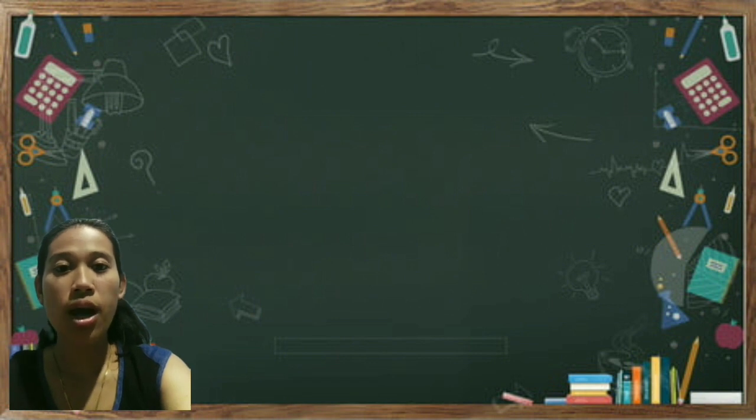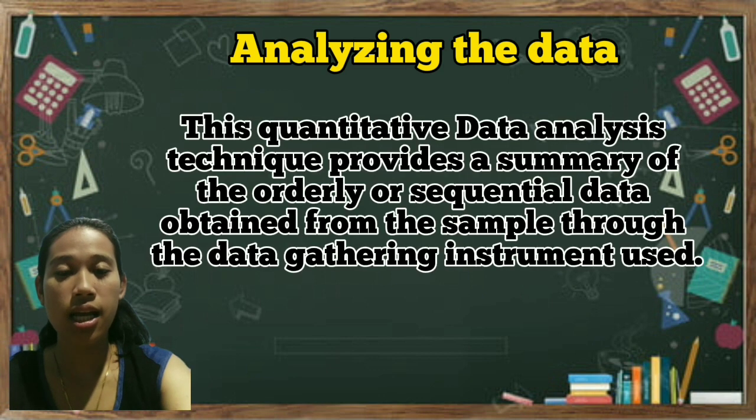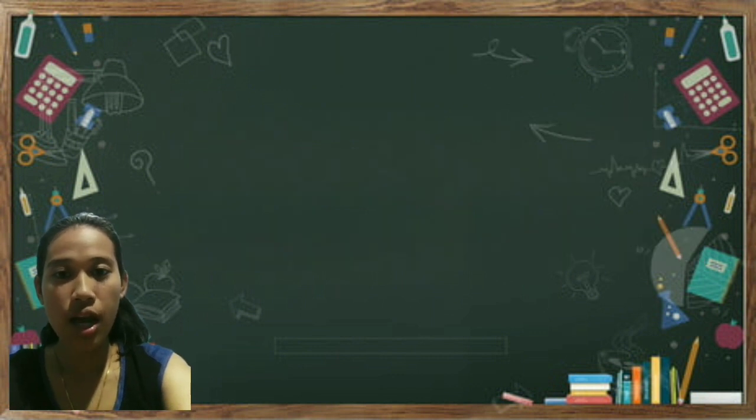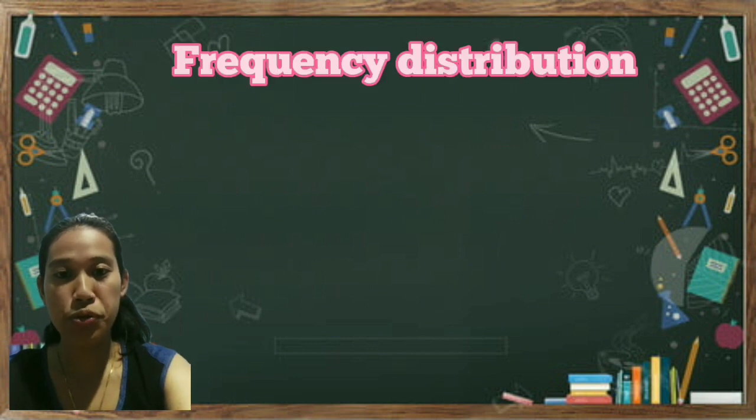After we're done with step 1, you've already done the coding system and the data tabulation. We're going to the next step, which is analyzing the data. In analyzing the data, this quantitative data analysis technique provides a summary of the orderly or sequential data obtained from the sample through the data gathering instrument used. The first statistical tool is frequency distribution.